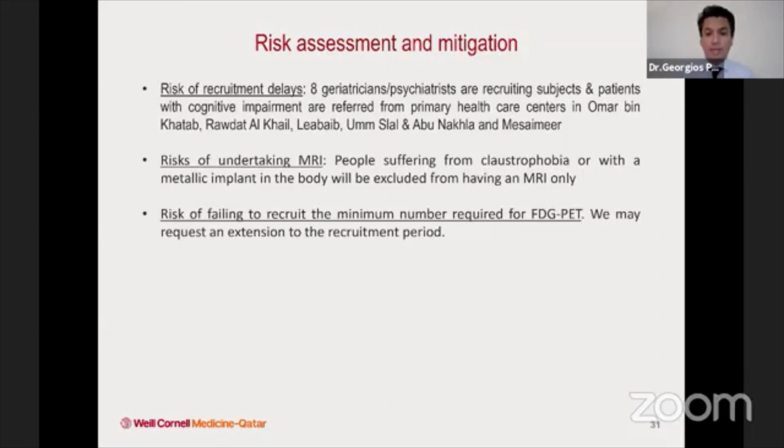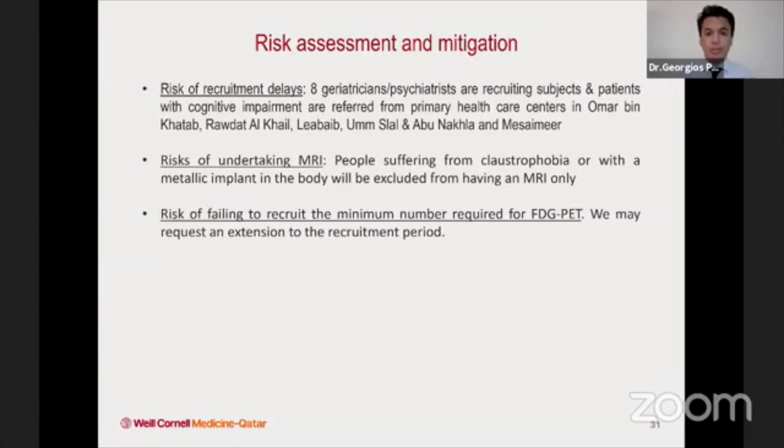Well, we have enough doctors who will recruit the patients. We also have people from all the primary health cares who refer patients with mild cognitive impairment to Rumeila Hospital and the Memory Clinic. So that increases our chances to recruit patients to compensate for any delays.